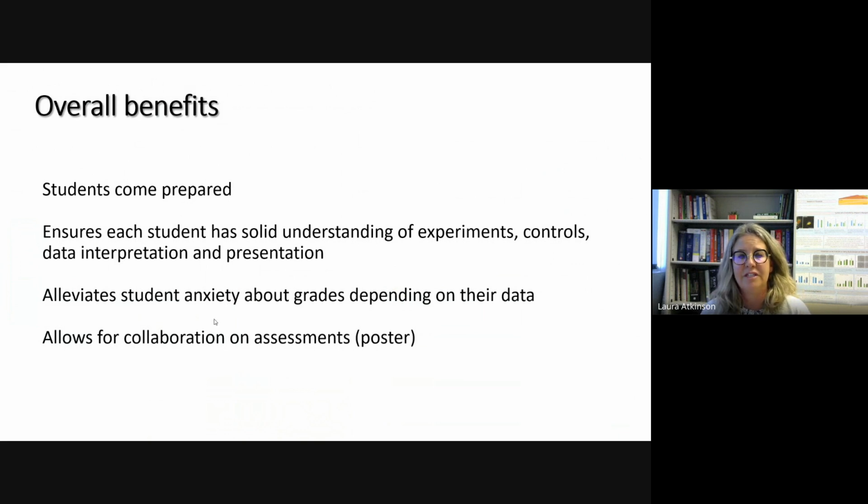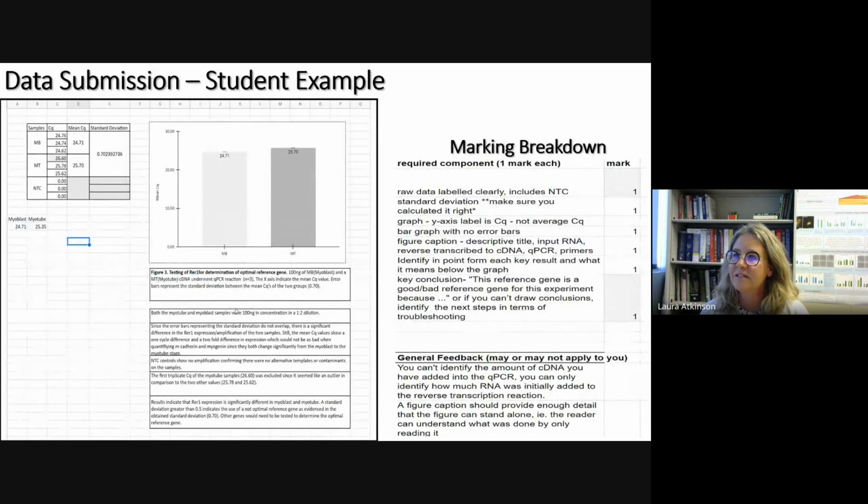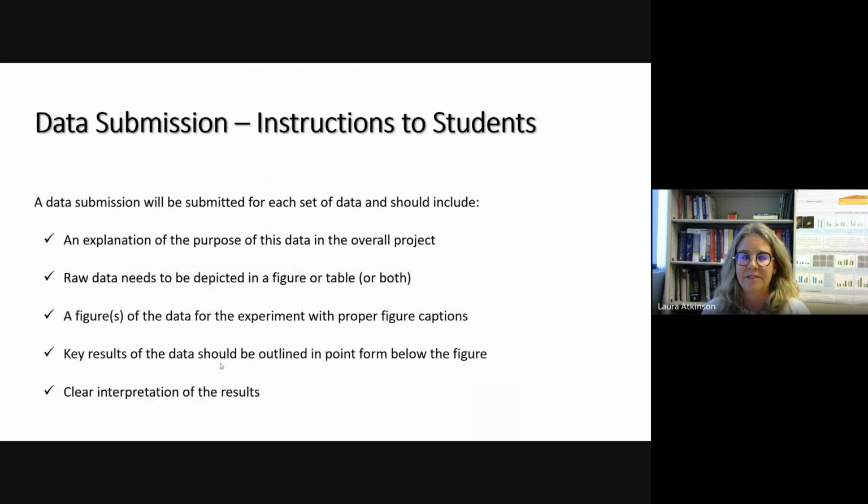I should mention with the data submissions, obviously, one of the problems that I've seen is student anxiety around, what if I don't get the data that I need? Am I going to fail if my data doesn't work or my experiment doesn't work? And so with this data submission, it is a new thing that I added, but what I also say is everything is data.